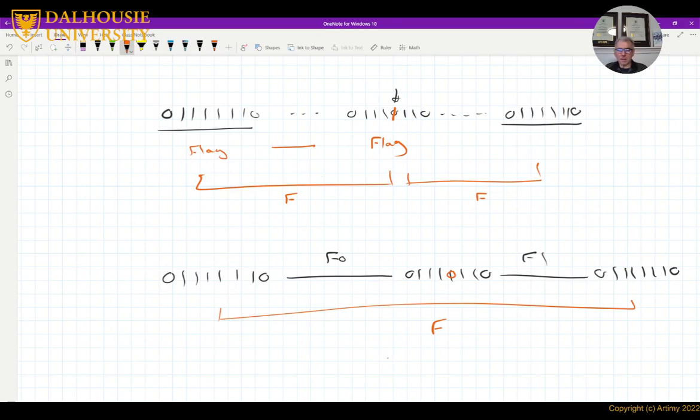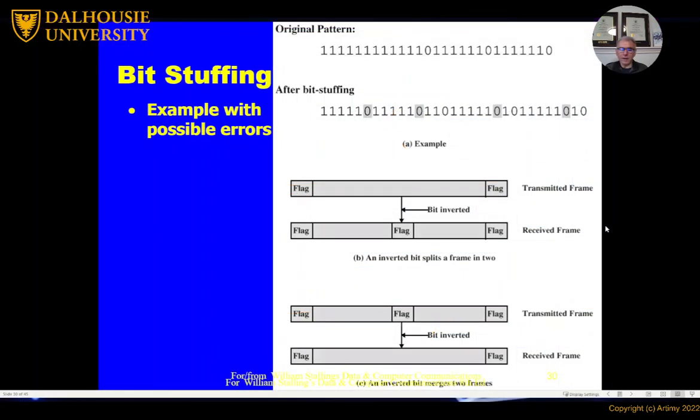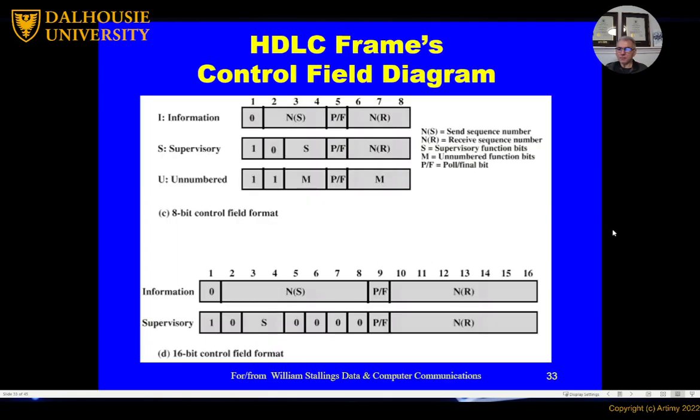Remember the frame size, the information could change, the size of the information could be big or small, so it will think that this is an actual big frame, right? So that's one of the drawbacks of having this flag thing and the bit stuffing.